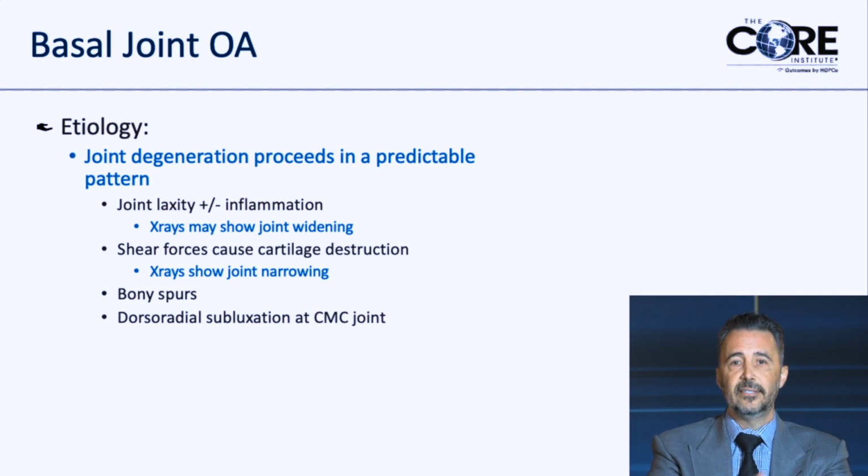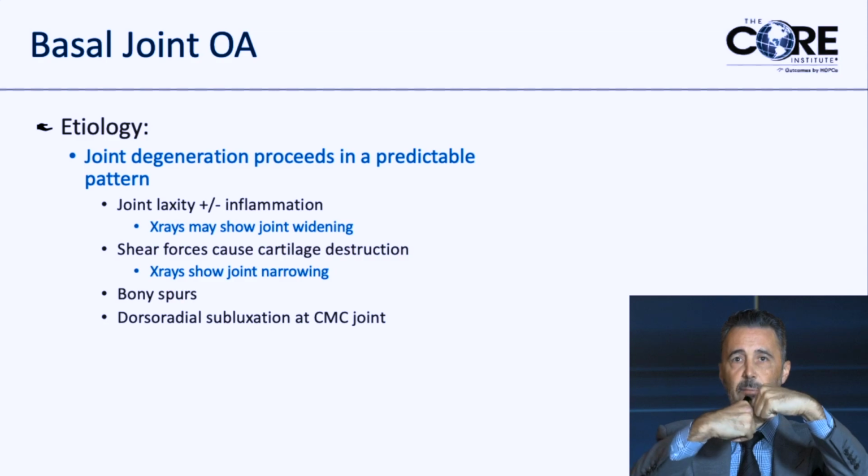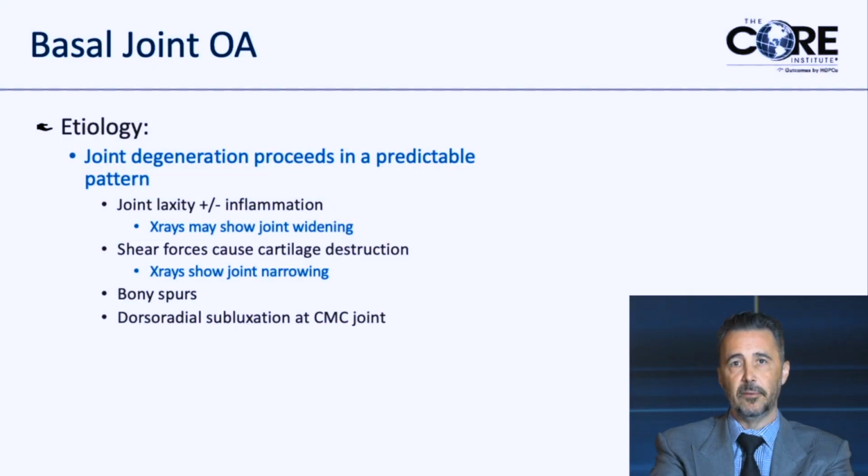So we know that the pattern of degeneration really occurs in a predictable fashion. Initially, there's probably a little bit of laxity at the joint. The x-rays start to show a little bit of joint widening. And then ultimately, as the cartilage starts to wear, the joint space on the x-ray begins to narrow. Ultimately, some bony spurs can develop, and you'll get a little bit of a bump at the top of the thumb at the back there, because the thumb starts to slide a little bit out of the joint, and that can create a little bit of a cosmetic deformity.